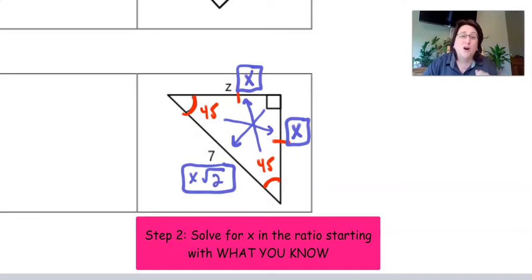You're going to start with what you know. Ladies and gents, do you see that we know that this side length right here is 7?